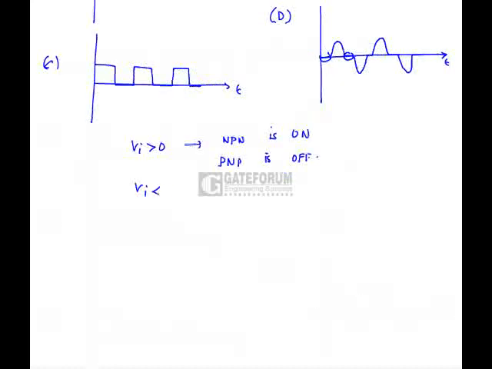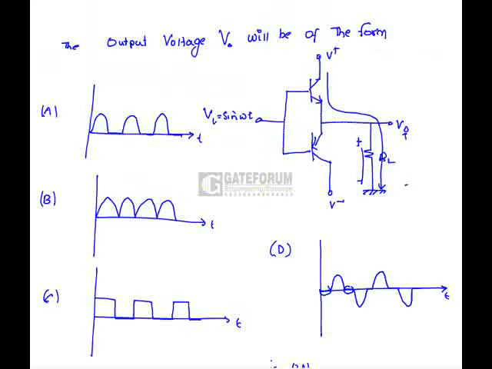If Vi is less than 0, the NPN is off, whereas the PNP is on. In that situation, the output will be in this form. So the current is going to flow in this direction. So this is the polarity whenever the PNP transistor is on. So this is the output. Hence option D is correct.